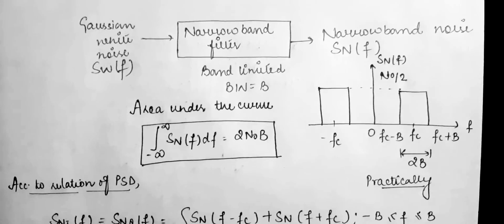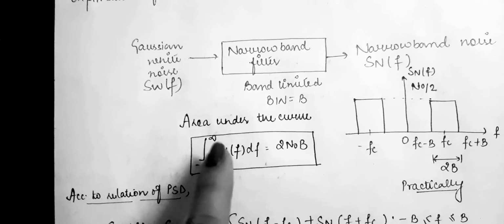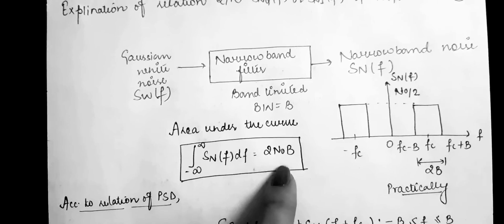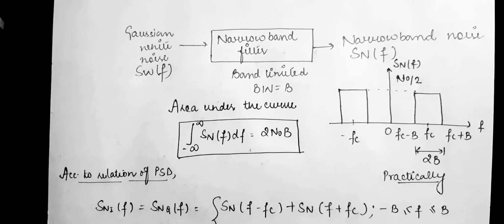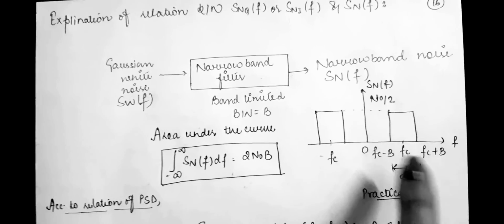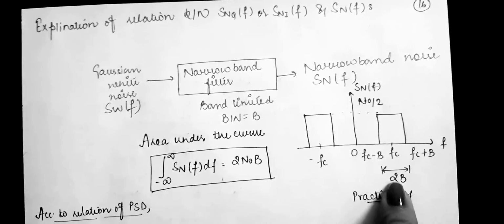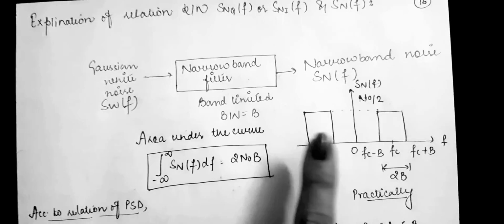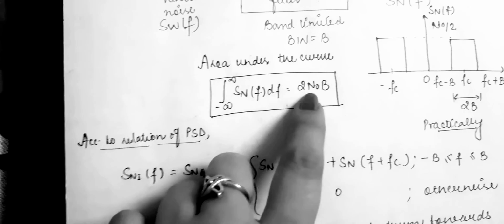Here we'll see the area of the positive portion only. So we can say that the integration from minus infinity to infinity of S_N(f) df will be 2N0B. Since we are looking at the area of the positive portion only, it will be N0 by 2 into twice of B, that is equal to N0B. So considering the total area of the curve, it will be twice of N0B.